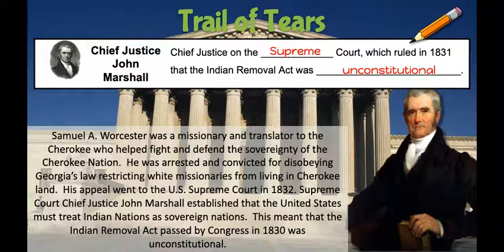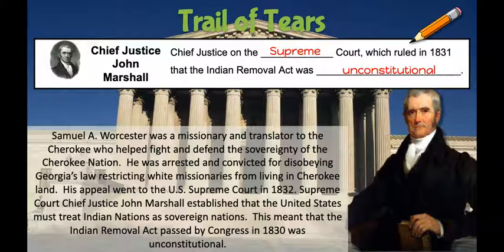Supreme Court Chief Justice John Marshall established that the United States must treat Indian nations as sovereign or independent nations. This meant that the Indian Removal Act, passed by Congress in 1830, was unconstitutional.